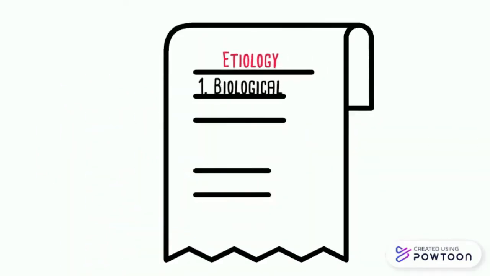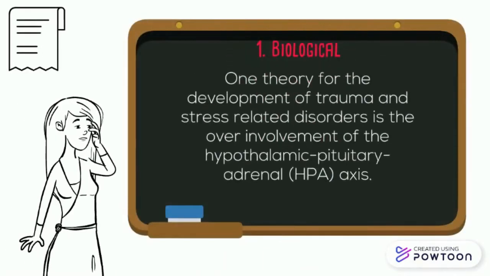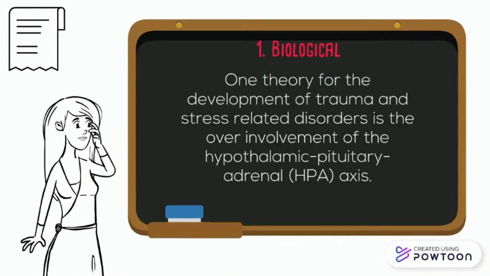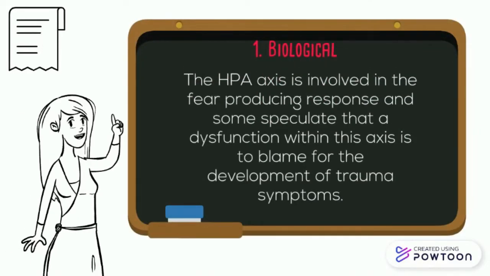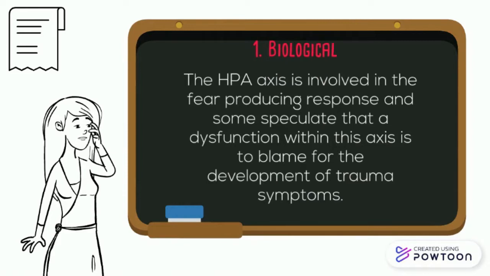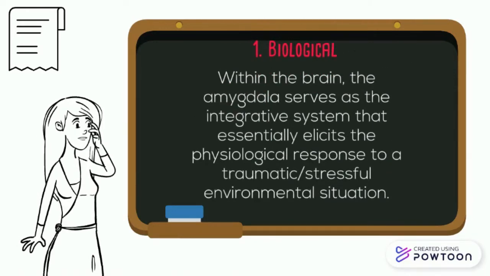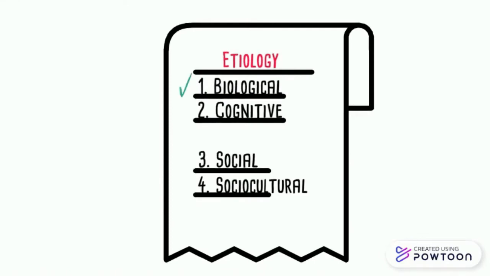Etiology: biological, cognitive, social, cultural. Biological: one theory for the development of trauma and stress-related disorders is the over-involvement of the hypothalamic-pituitary-adrenal (HPA) axis. The HPA axis is involved in the fear-producing response, and some speculate that dysfunction within this axis is to blame for the development of trauma symptoms. In the brain, the amygdala serves as the integrative system that essentially elicits the psychological response to a traumatic, stressful environmental situation.